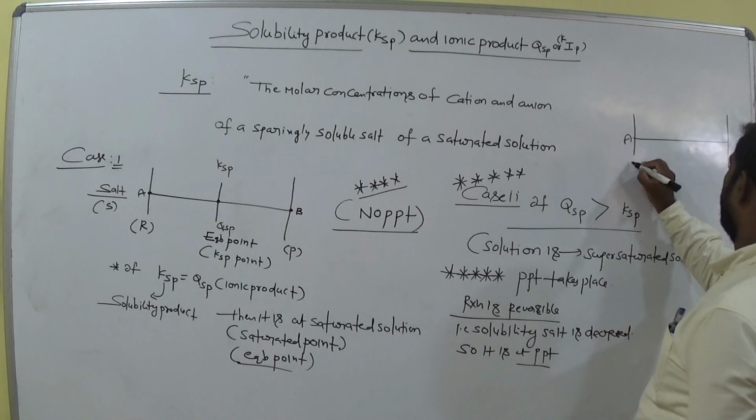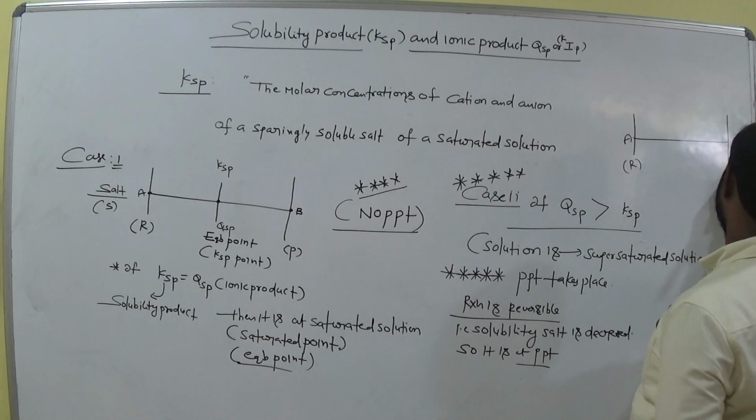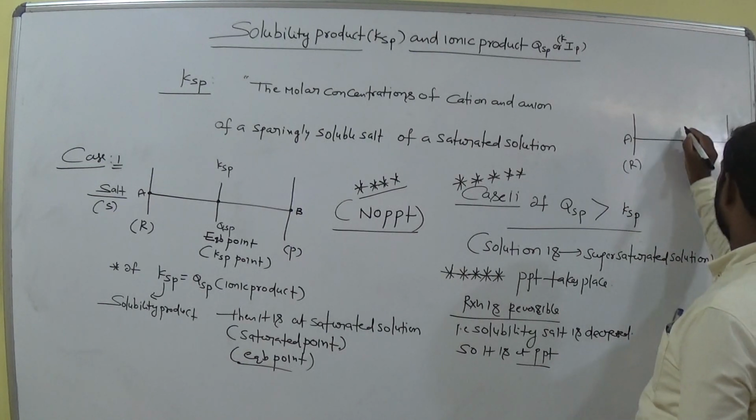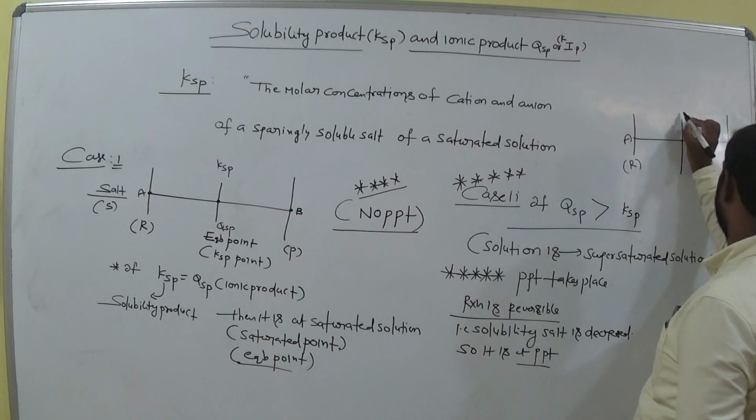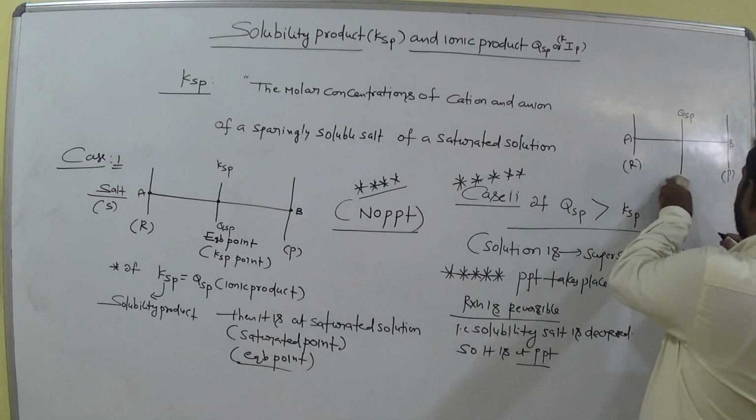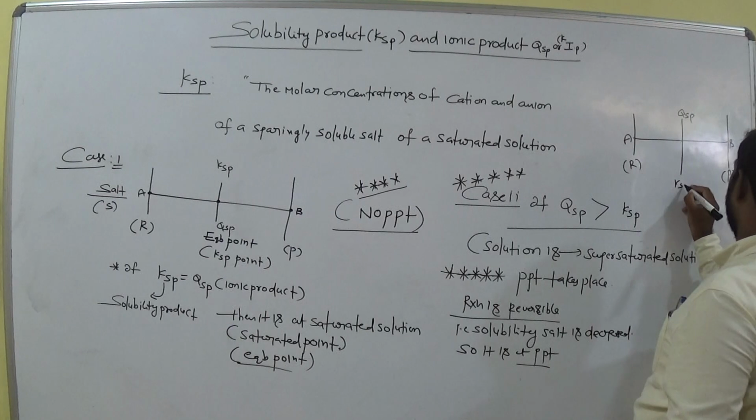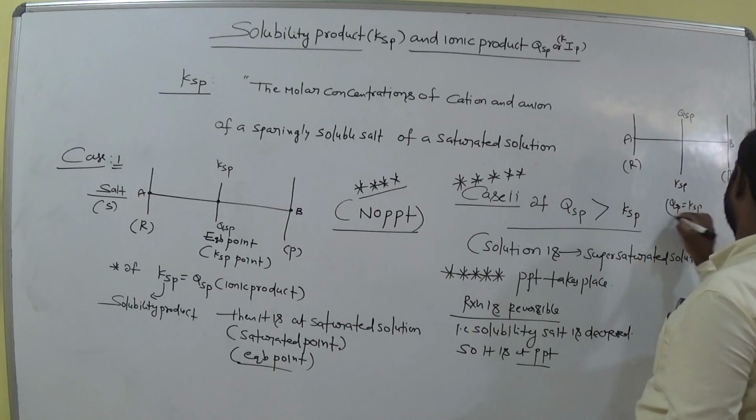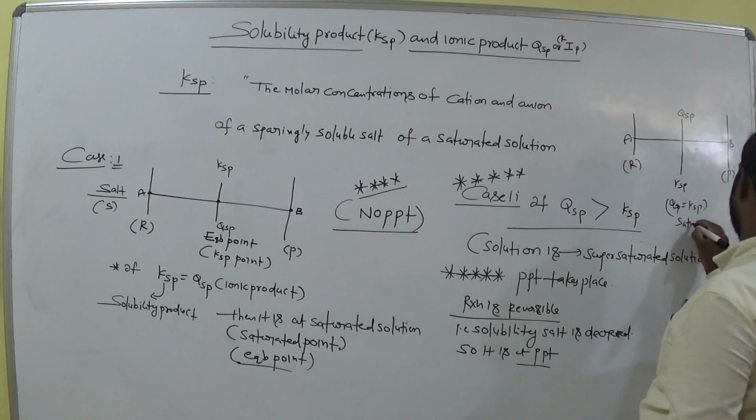This is point A, reactant. This is product, point B. This is equilibrium. At this point, what happened? QSP is equal to KSP. Am I right? Both are equal. QSP is equal to KSP. That condition is called saturation.